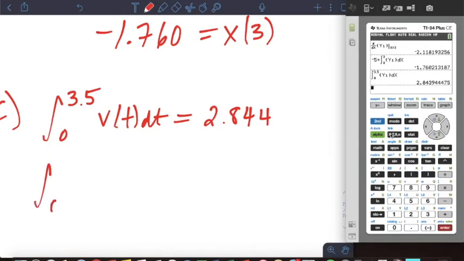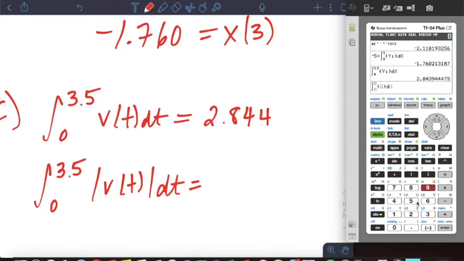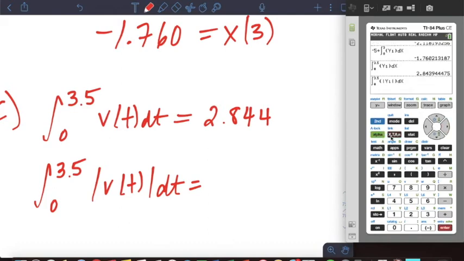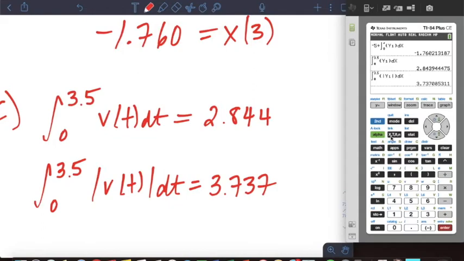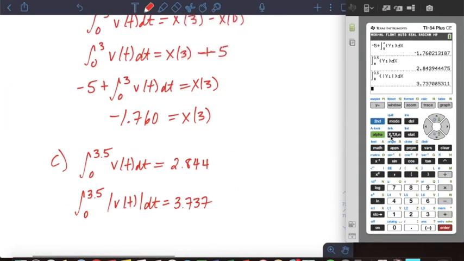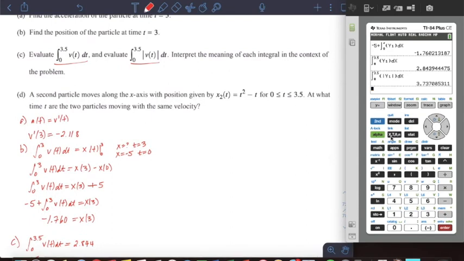And then let's do the same thing, but this time with the absolute value of velocity. Okay, so this time math 9, 0 to 3.5 of the absolute value. Absolute value is math, and then go over to num, which is number 1, abs. Then the trace y1 dx. So this time the answer is 3.737. Okay, so those are my two evaluations of the integrals, but this time it says to interpret the meaning of each integral in the context of the problem.